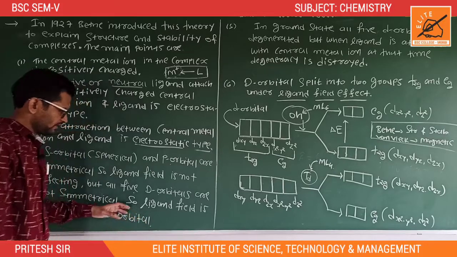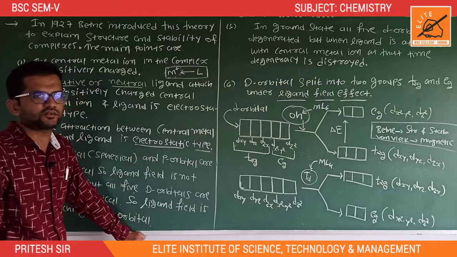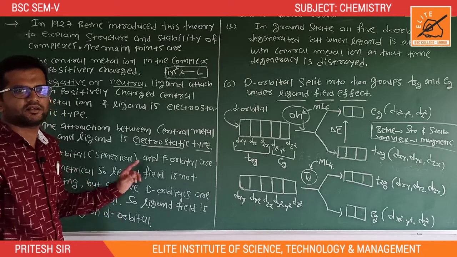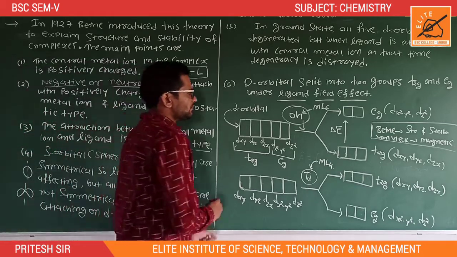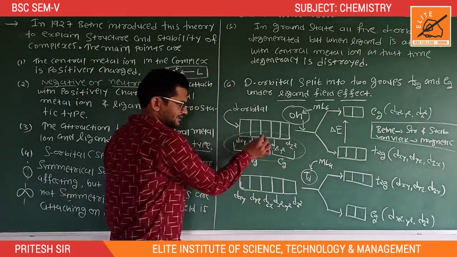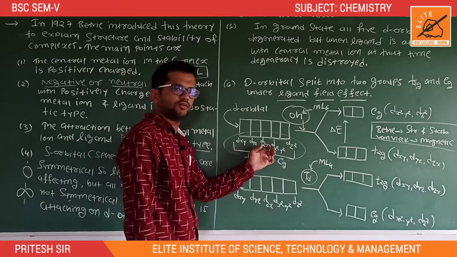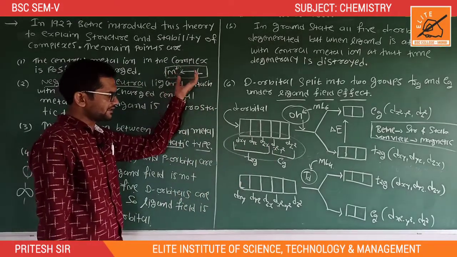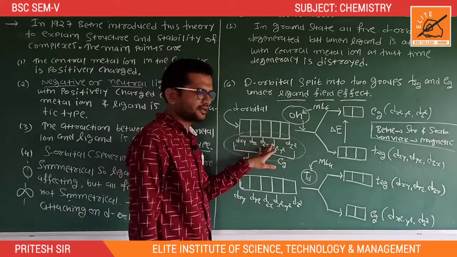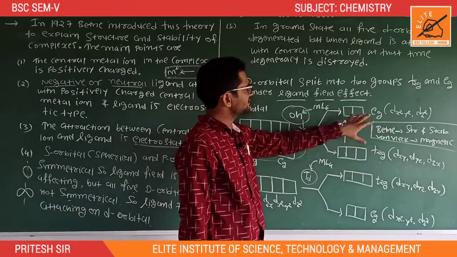Okay, so CFT deals with only one orbital, that is the d orbital. In the ground state all the 5 orbitals are degenerated. Degenerated means they contain a similar value of energy, but when a ligand is attached with the metal ion, at that time the d orbital is further split into two terms. The first one is T2g and another one is Eg.